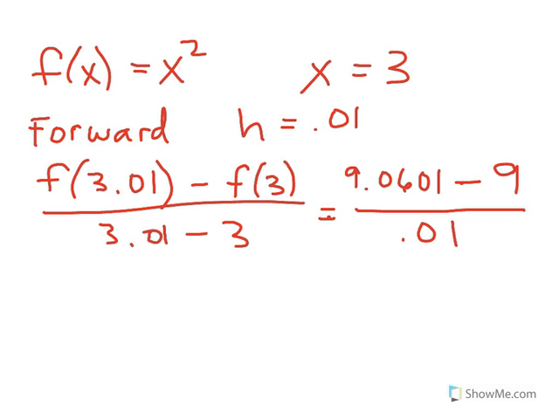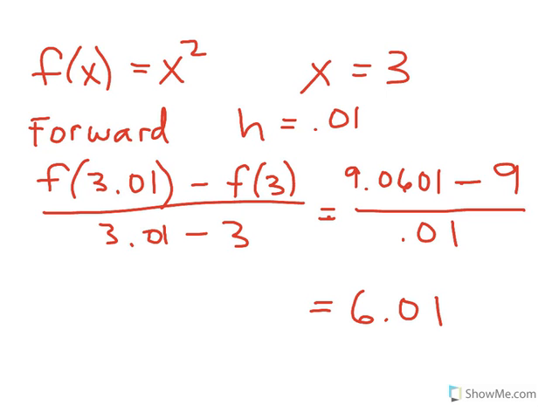So I'm going to do that calculation without any round off or any type of change here, and I'm going to get 6.01 as my value for my forward difference quotient in this particular case. Remember that this is just an approximation for the value of the derivative at x equals 3. Eventually we're going to do something much more precise, but for now, just approximation.